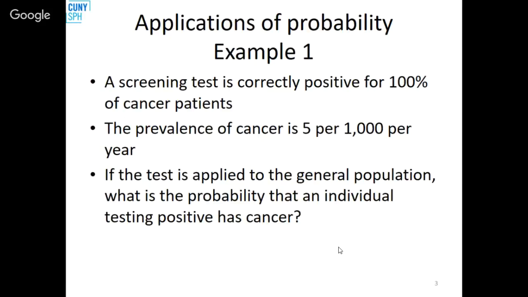Let's start out with an example of a screening test, and this is a quiz for you. So pay attention. This is a hypothetical screening test. It's a screening test for cancer, and it is correctly positive for 100% of cancer patients. That is, if you have cancer, it will certainly detect it. Now let's say we apply that to a population where the prevalence of cancer is 5 per 1,000 per year. Then in this population, what is the probability that an individual testing positive has cancer?